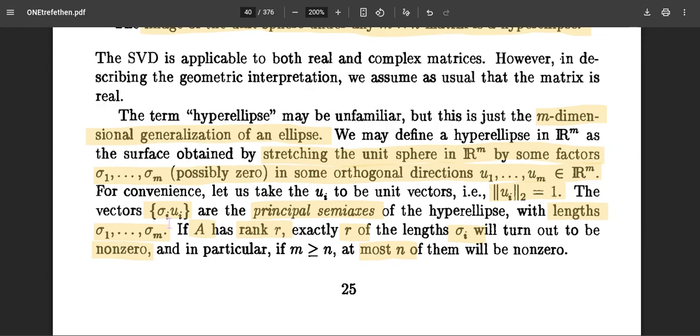What if A has reduced rank r? It means that only the r values sigma_i, for i equal to 1 to r, will turn out to be non-zero. So if the matrix is m × n and m is greater than n, then at most n of them will be non-zero values.